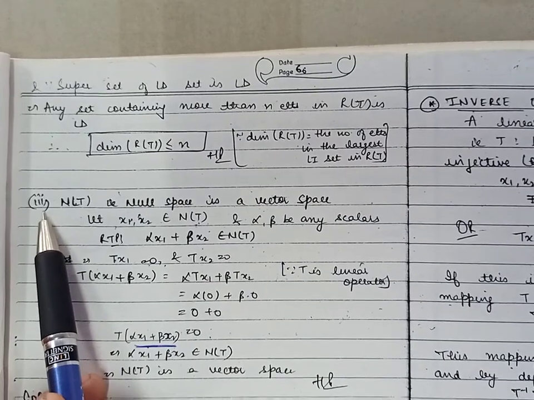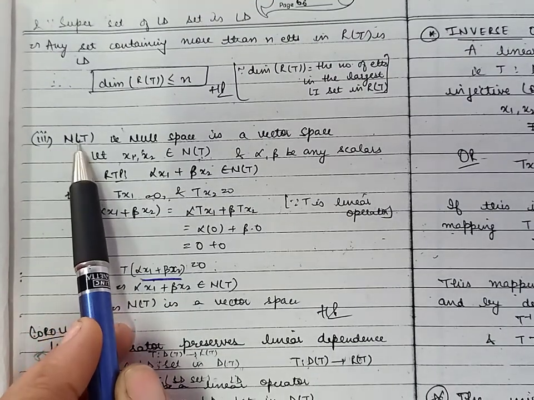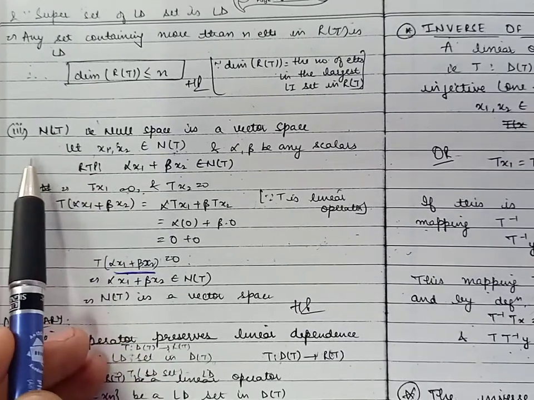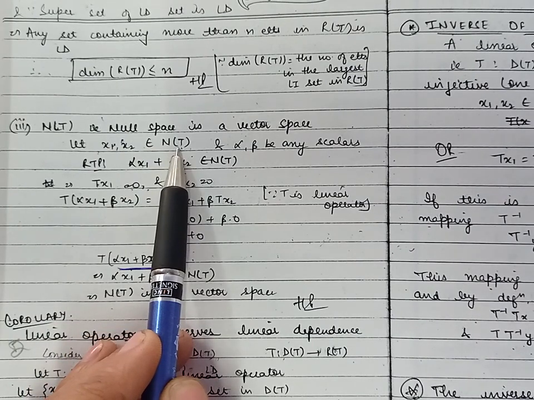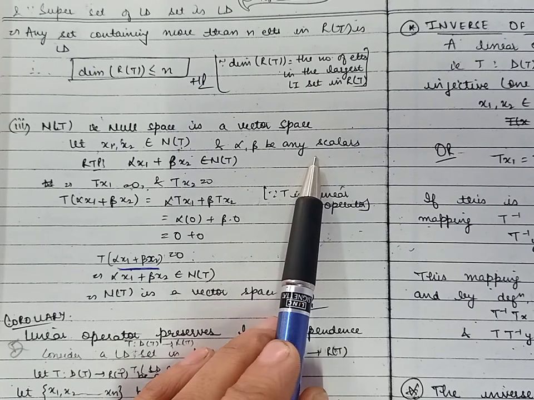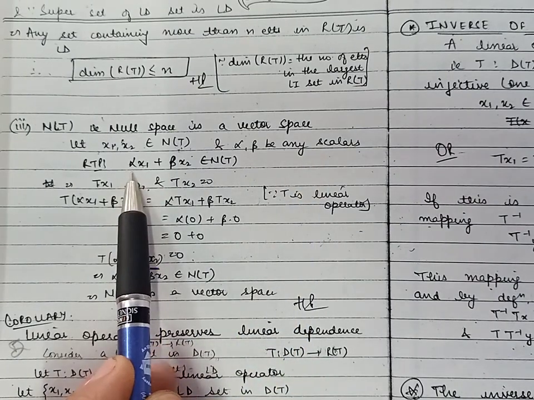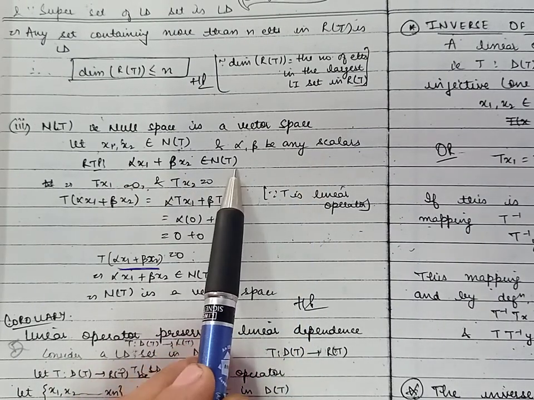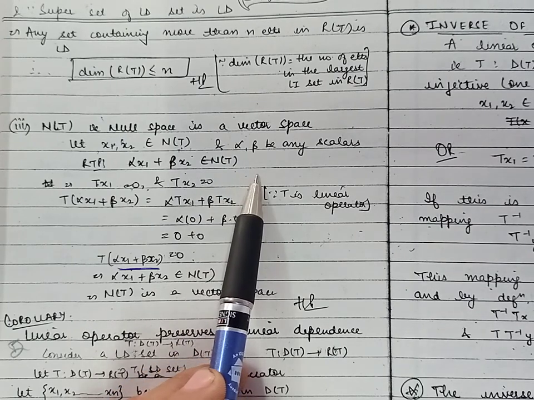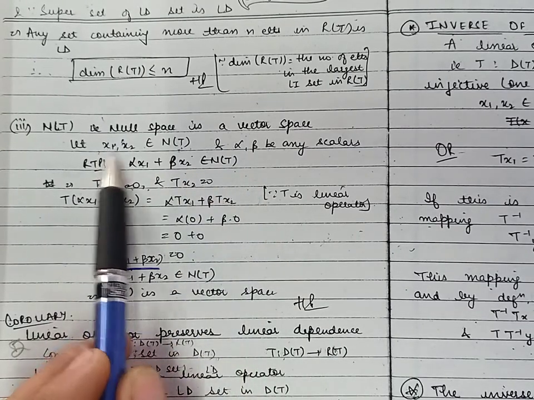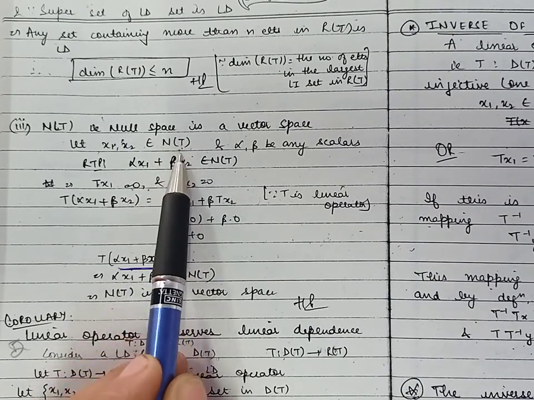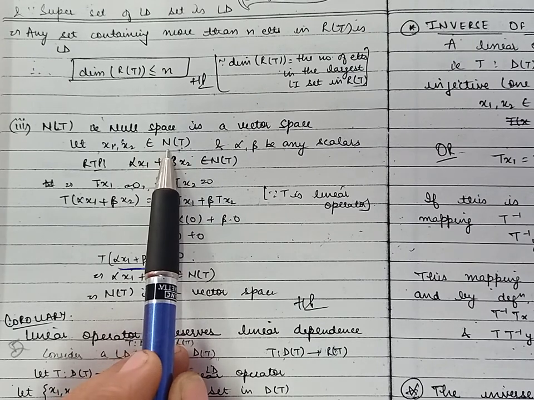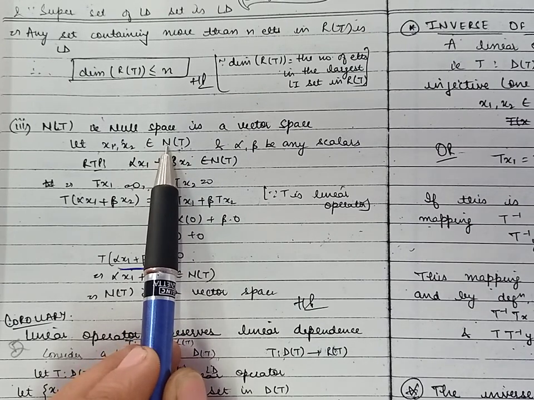Now in the third part we are to prove that the null space of T is also a vector space. So let us take two vectors x1 and x2 belonging to the null space of T and two scalars alpha and beta. We are to prove that alpha into x1 plus beta into x2 belongs to the null space of T. Now because x1 belongs to the null space of T, by definition the null space of T consists of all those vectors whose images under T are 0.